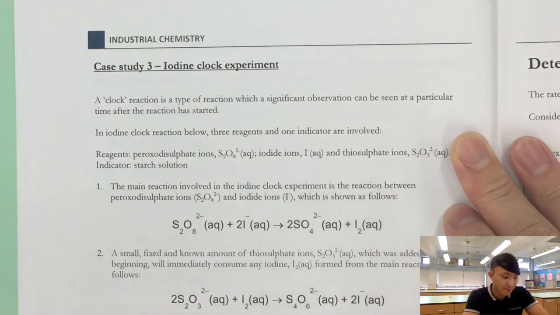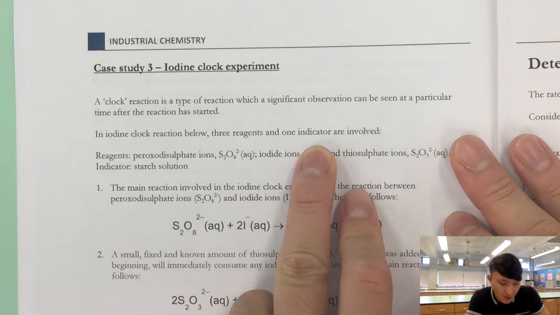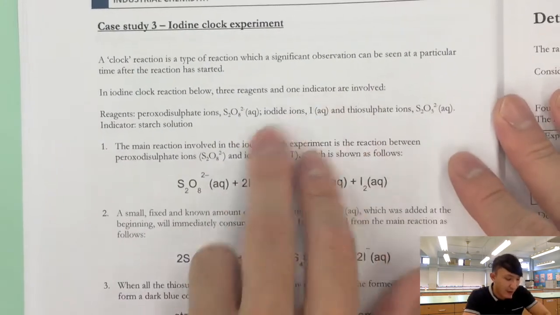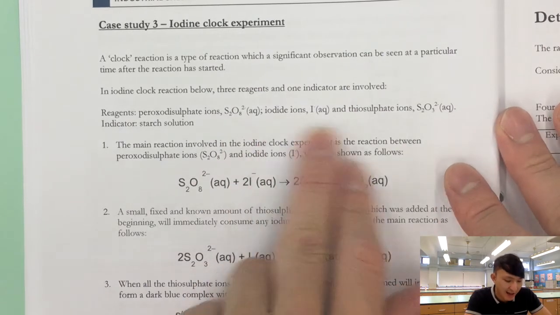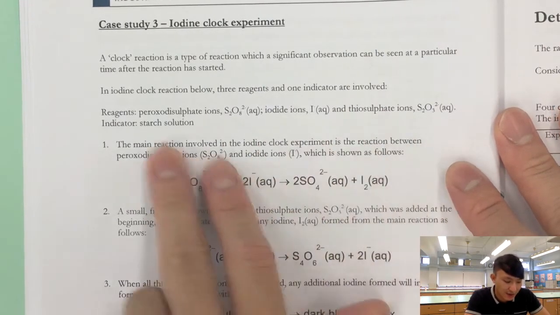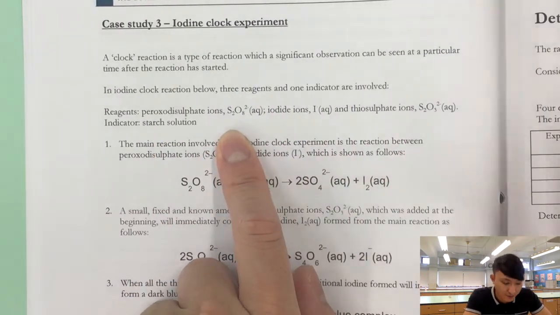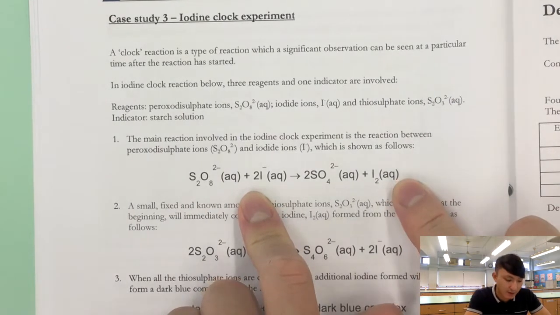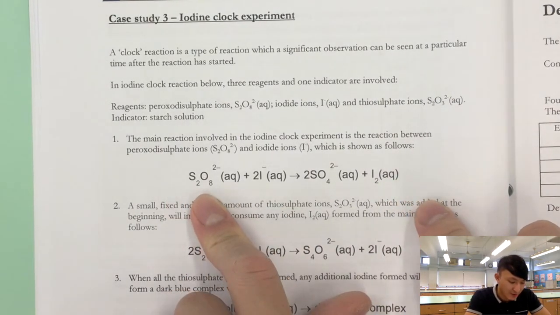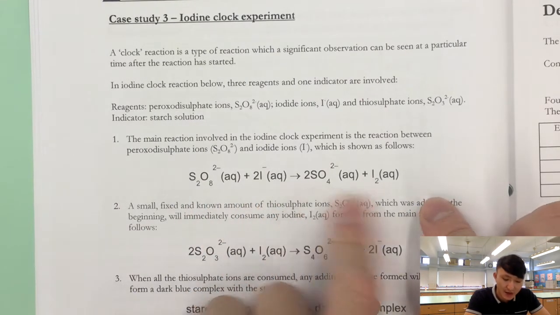Okay. Now, in the iodine clock reaction, we have 3 reactants and 1 indicator. We have the peroxodisulfate ion, we have iodide ion, and thiosulfate ion. As the indicator, we use starch solution. Now, all of these solutions are colorless. Okay. Now, the main reaction involved in the clock experiment is this one. Okay, where peroxodisulfate ion reacts with iodide to form sulfate and iodine.